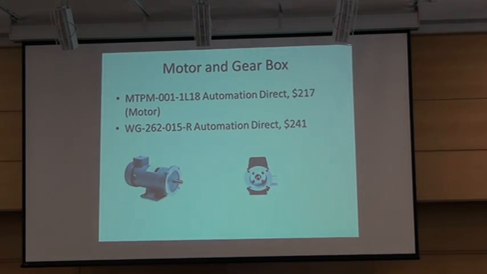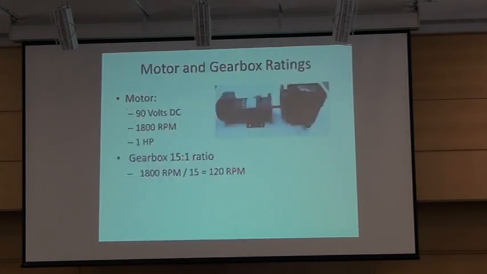So this is our motor and gearbox. We got them off automationdirect.com. The motor runs at 90 volts DC at 1800 RPM, and it's also 1 horsepower, which is why our fuses keep blowing. Our gearbox is a 15-to-1 ratio, which brings our RPMs down to 120. So for every 15 rotations of the motor shaft, we'll have 1 rotation of the gearbox shaft.